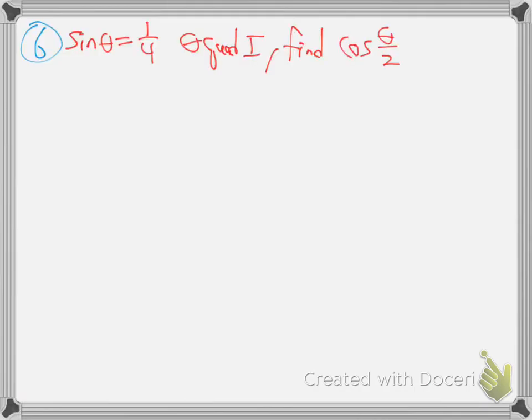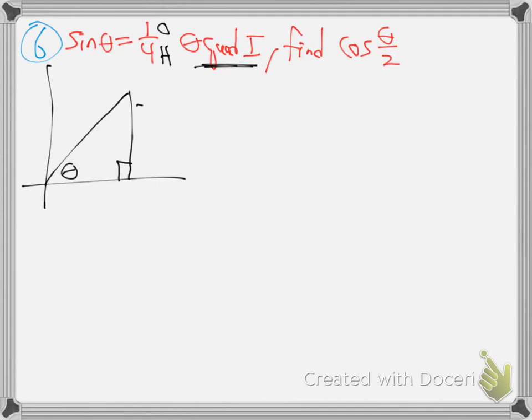And where were we? Here. So first off, we got to draw our triangle. We're in quadrant 1. That's nice. Everything's positive. So quadrant 1, put our angle theta. Sine is opposite over hypotenuse. So this is opposite, this is adjacent, this is hypotenuse. Opposite is 1, hypotenuse is 4.